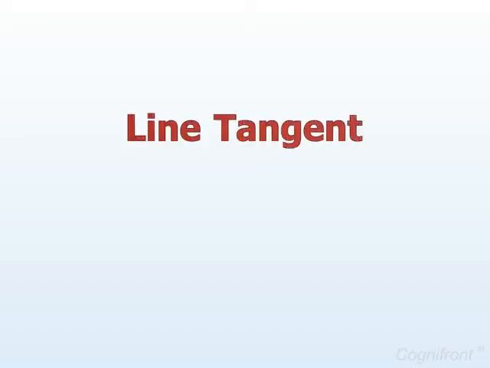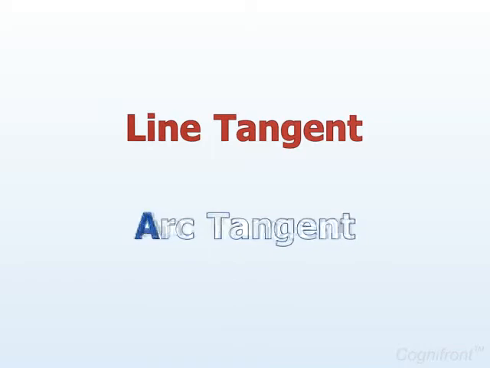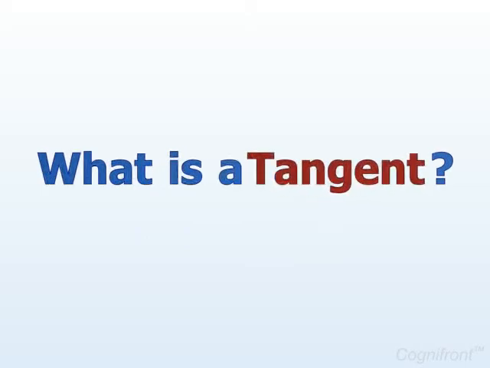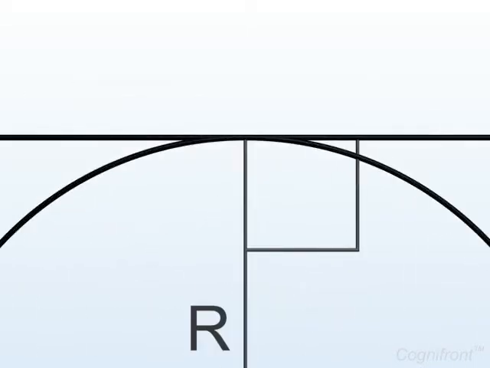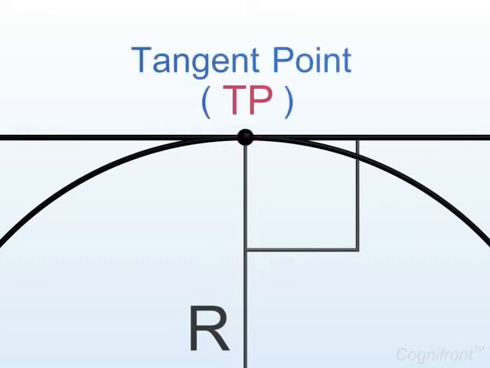Hi, so let's continue the discussion of geometrical constructions for line tangents and arc tangents. But first, what is a tangent? A line tangent to a circle is a line that is perpendicular to the radius and touches the circle only at one single point. The intersection of these two lines is called the tangent point.